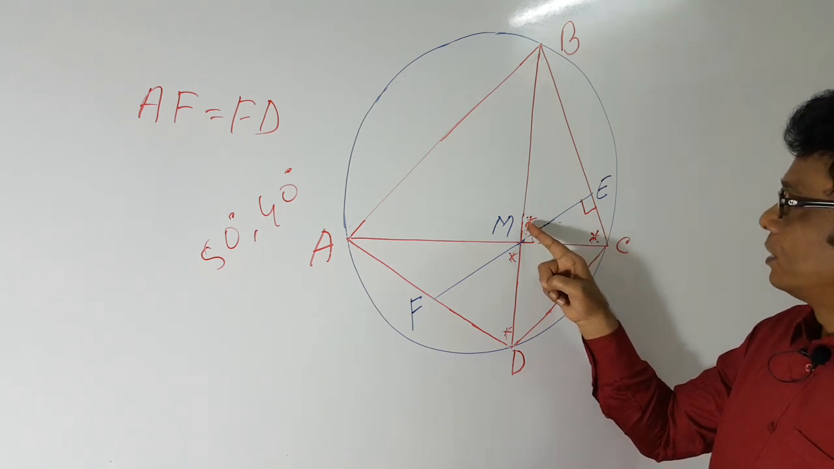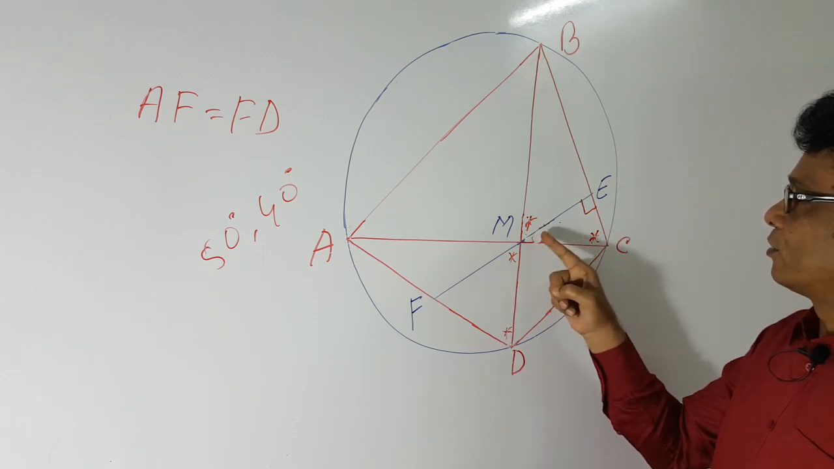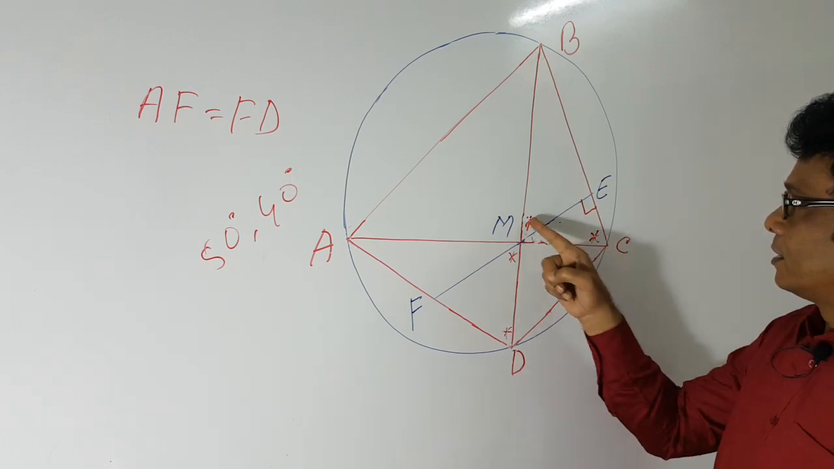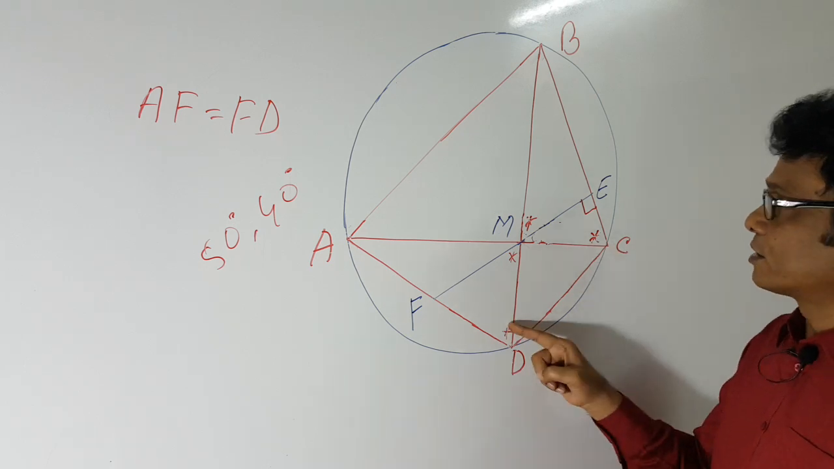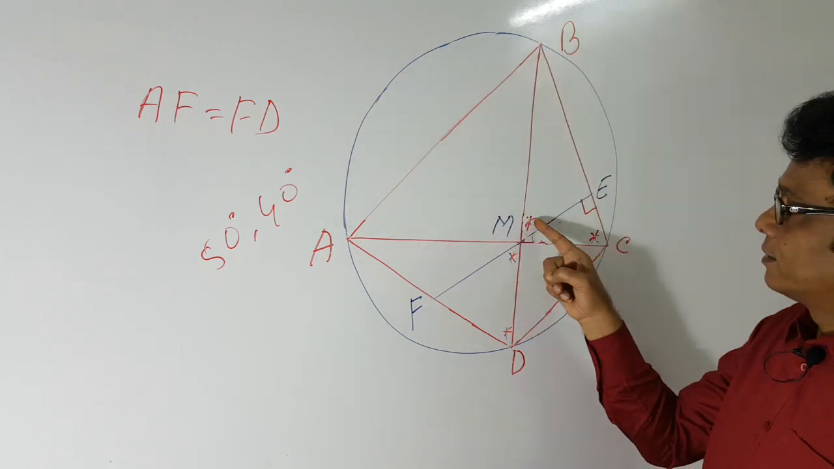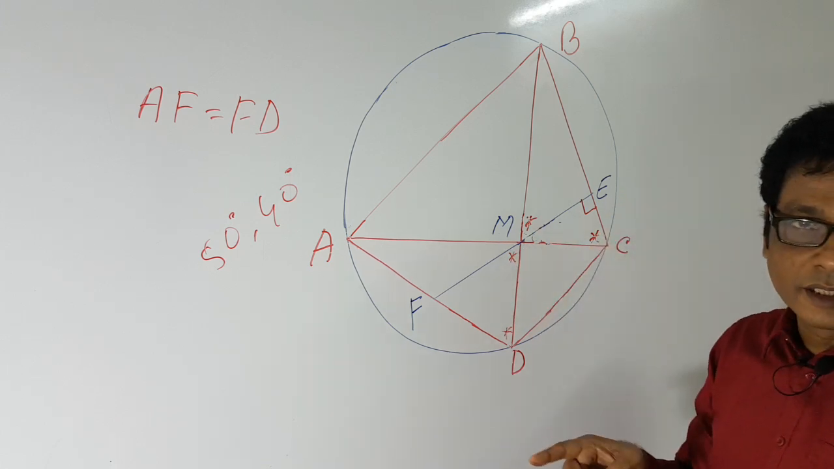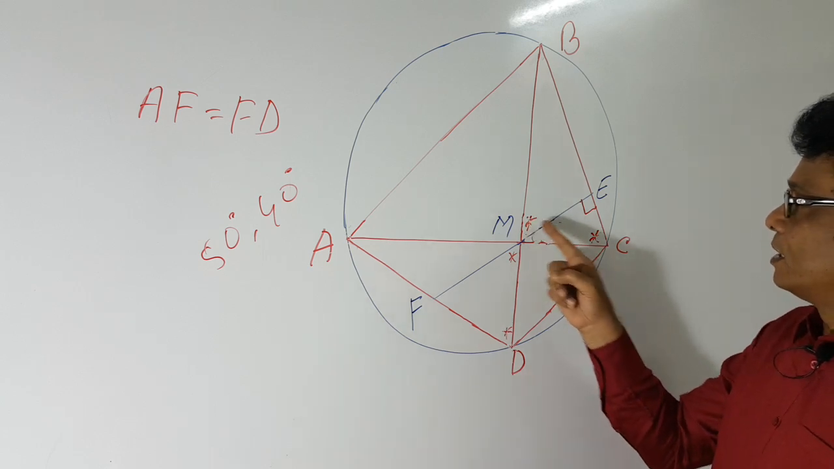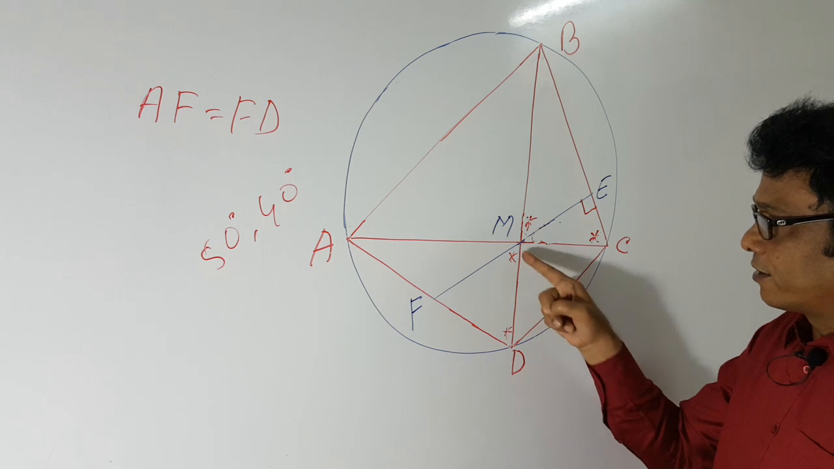We proved this angle and this angle are equal because they are complementary to this angle. This angle equals this angle because they stand on the same arc. This angle and this angle are equal because they are vertically opposite. Finally, this equals this, this equals this, this equals this. So this equals this.